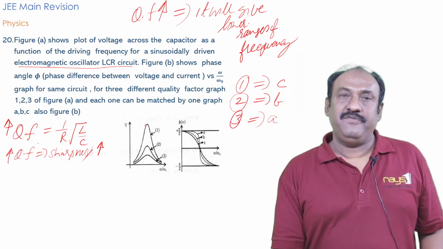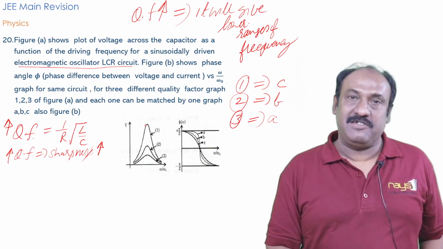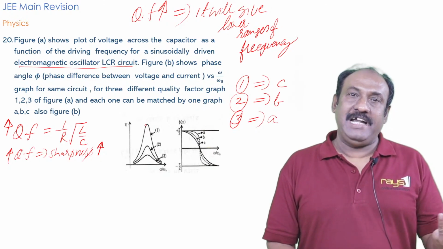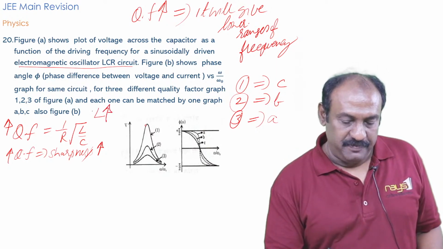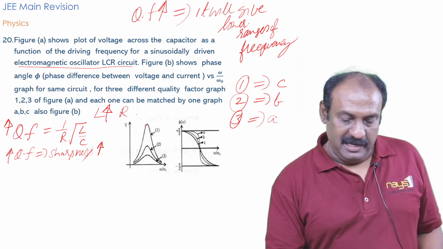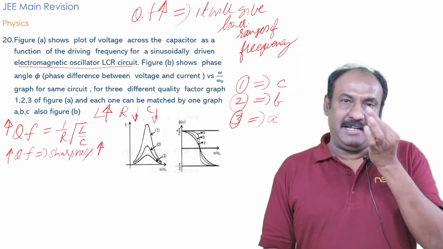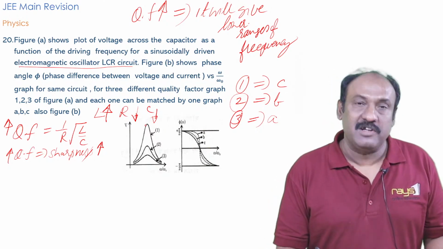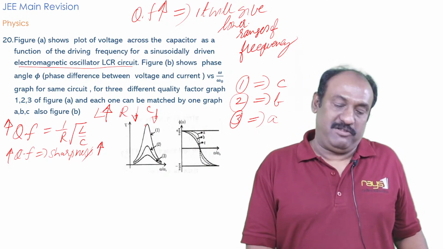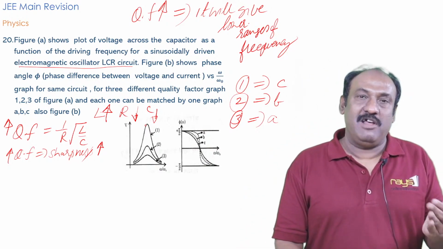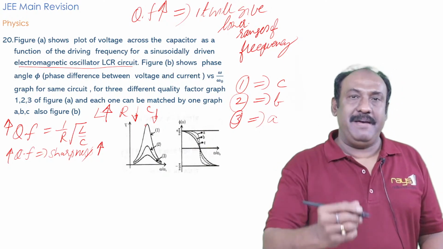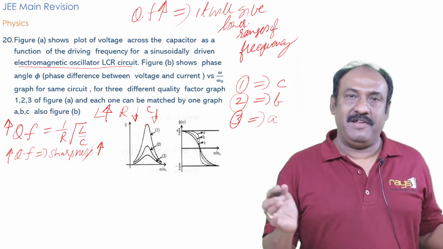So the quality factor for any LCR series circuit is measured by the relation 1 by R into square root of L by C. So for higher quality factor, inductance should be high, resistance should be low, and capacitance value should be low. For higher sharpness of the LCR series circuit, your inductance value should be as high as possible, capacitance value should be as low as possible, and resistance should be as low as possible. So then only sharpness will be maximum. At that time the frequency ranges will be lower.